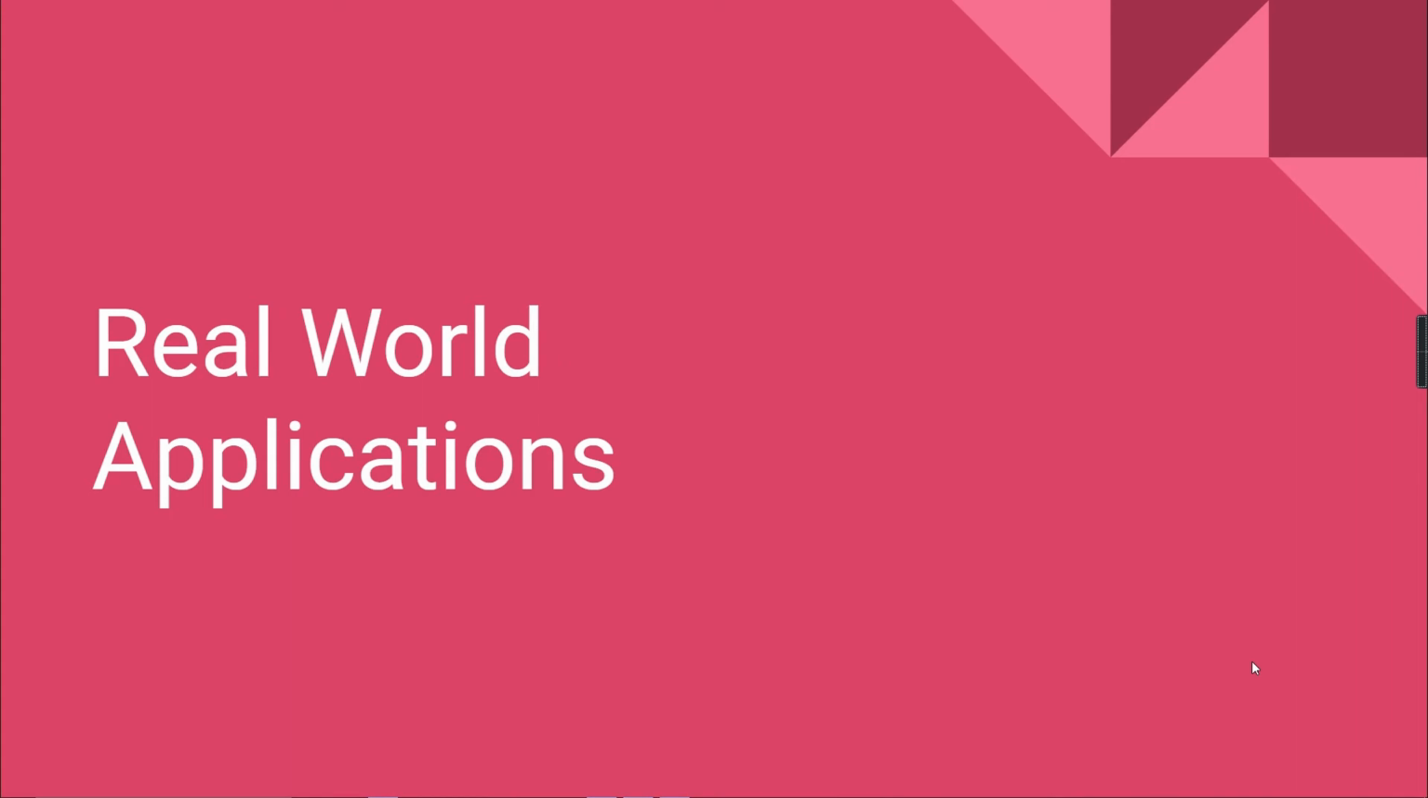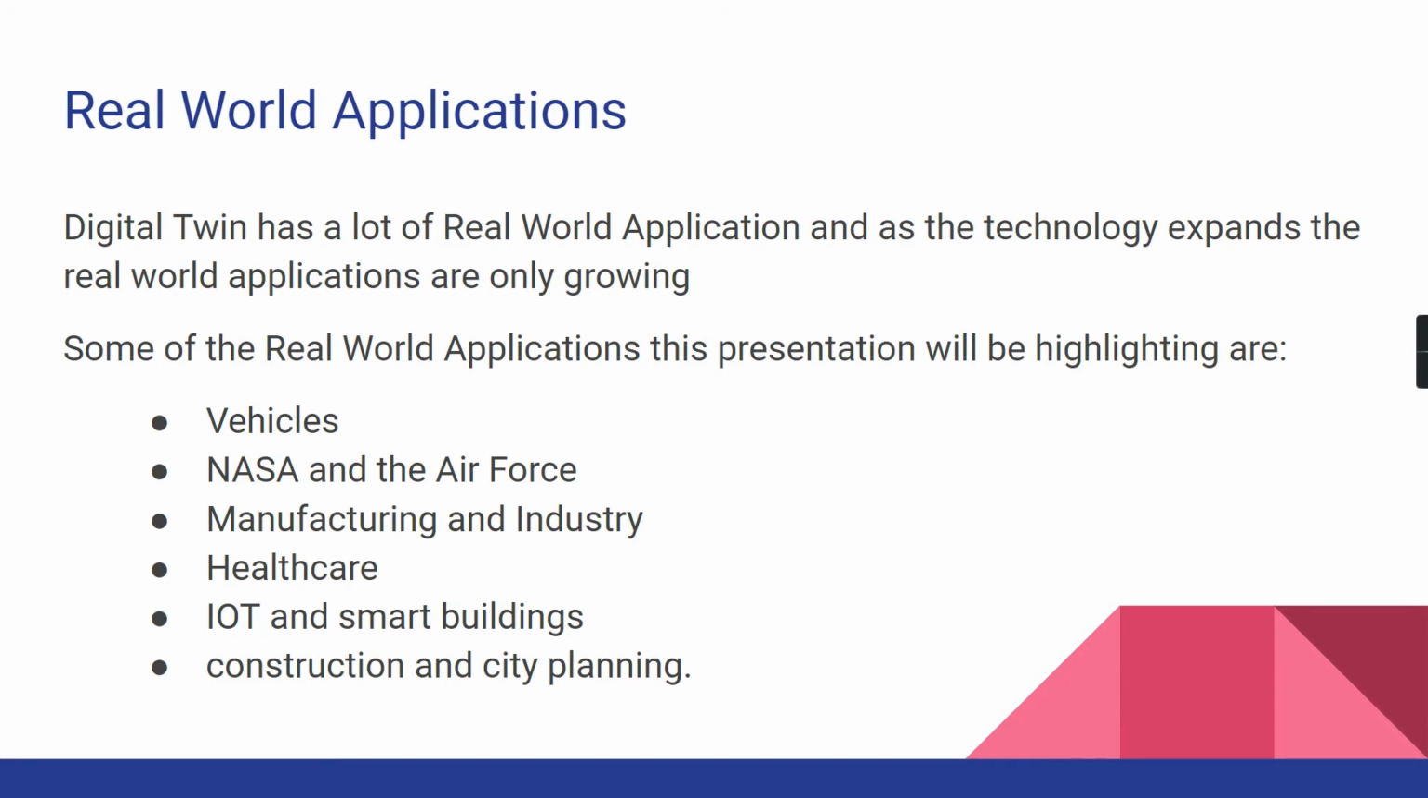Now that you have some information on the technologies used in digital twins, we're going to provide some real-world applications. There are many different real-world applications for digital twins, but the ones that we're going to focus on in this presentation will be the digital twins use in vehicles and the automotive industry, NASA and the Air Force's contribution to digital twin and their uses for it, digital twins application in industry and manufacturing, its use in healthcare, its use in IoT and smart buildings, and finally its use in construction and city planning.